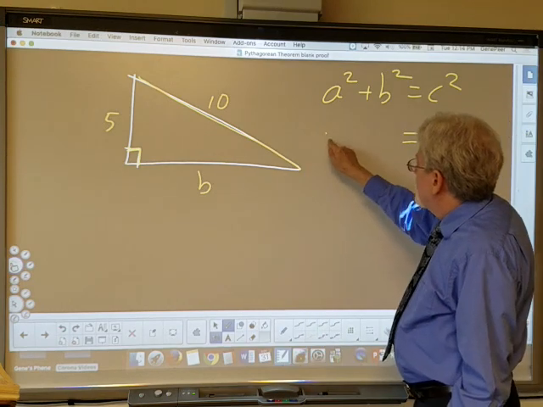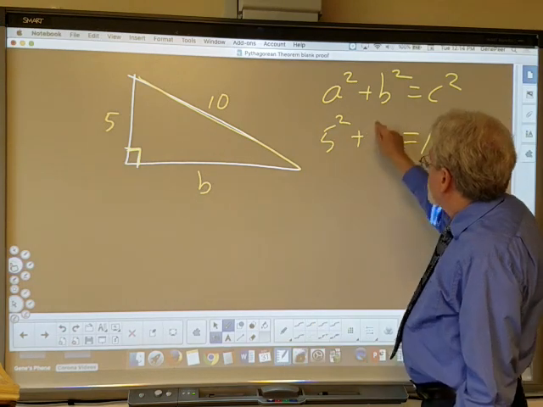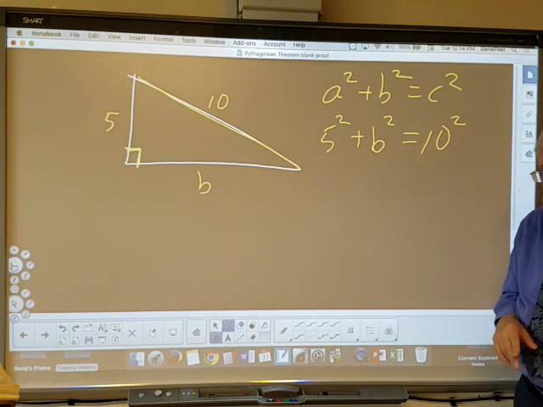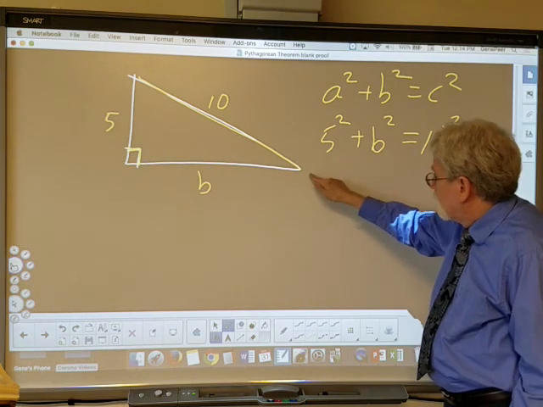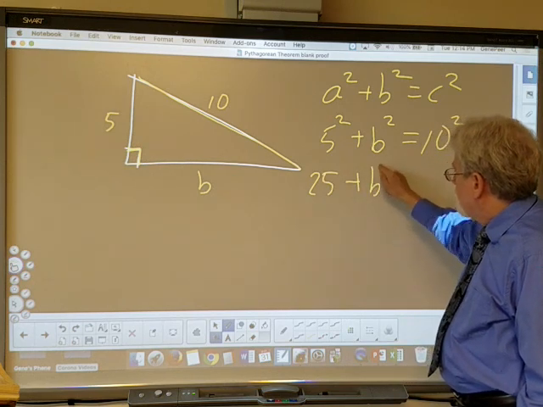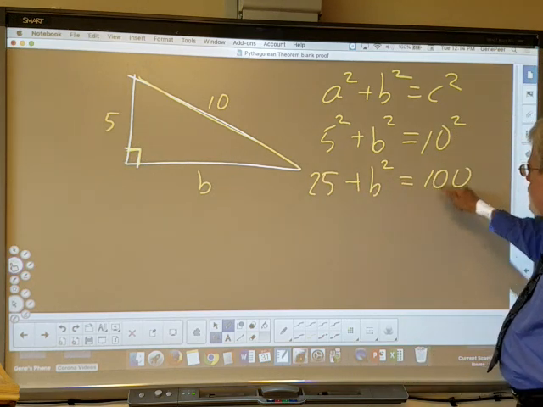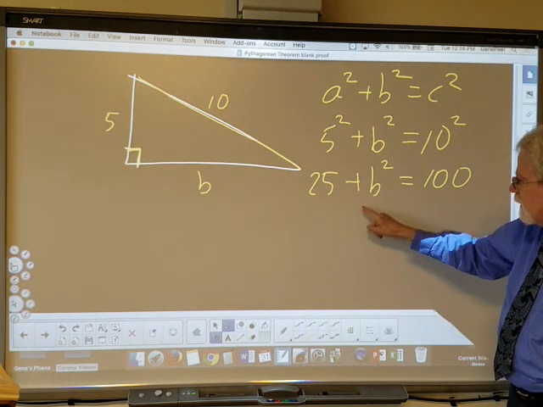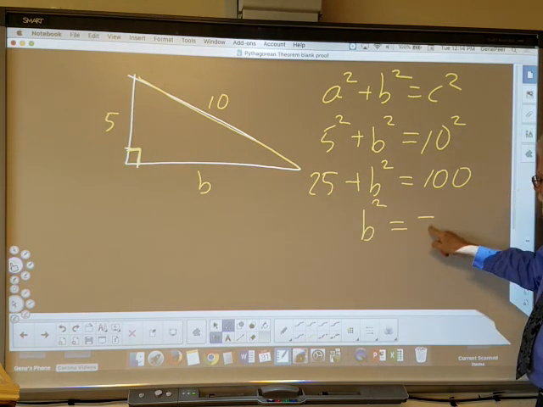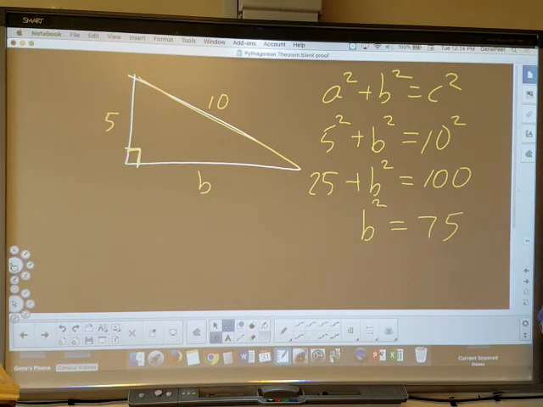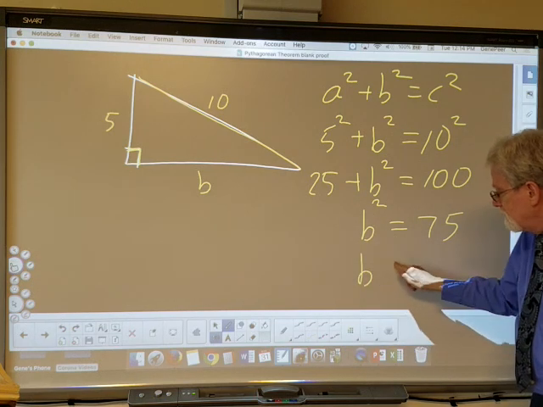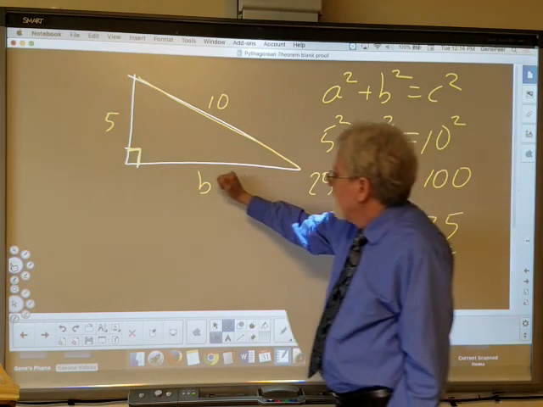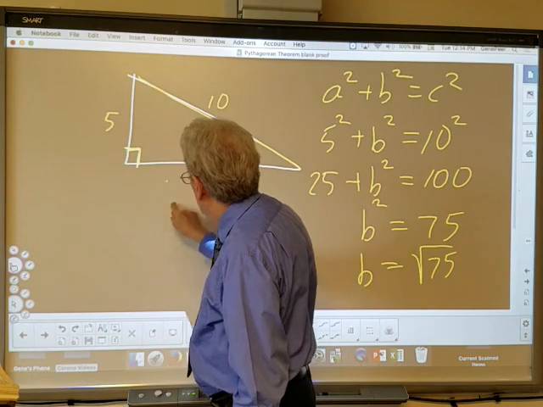Then A is 5, and B is unknown. We now solve for B. How do I do that? Oh, no problem. Just go ahead and do this. 25 plus B squared equals 100. Now what? Oh, I know. Yes, you do. Subtract 25 from both sides. B squared equals 75. Therefore, what's B? B is the square root of 75.